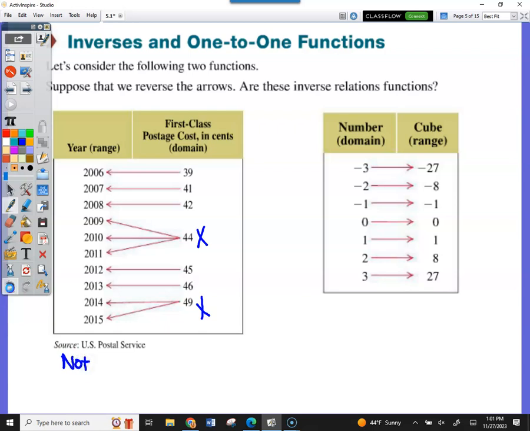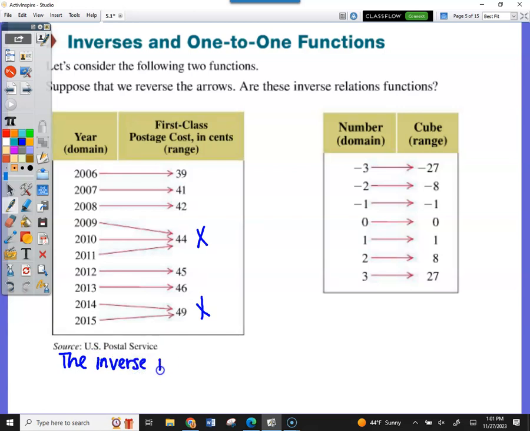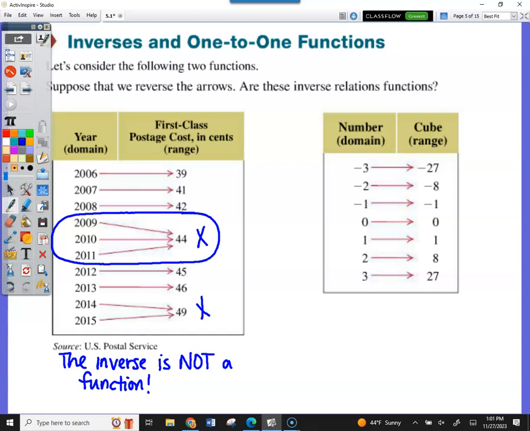Well, you should write this, because on your paper, you have the original, you don't have the inverse. So let's make a note. The inverse is not a function. And the problem, we said, was 44 and 49, so I put an X next to those. Can we write down why, so I can remember this. Yeah, you can circle if you want, and you can make a note, draw an arrow right here.